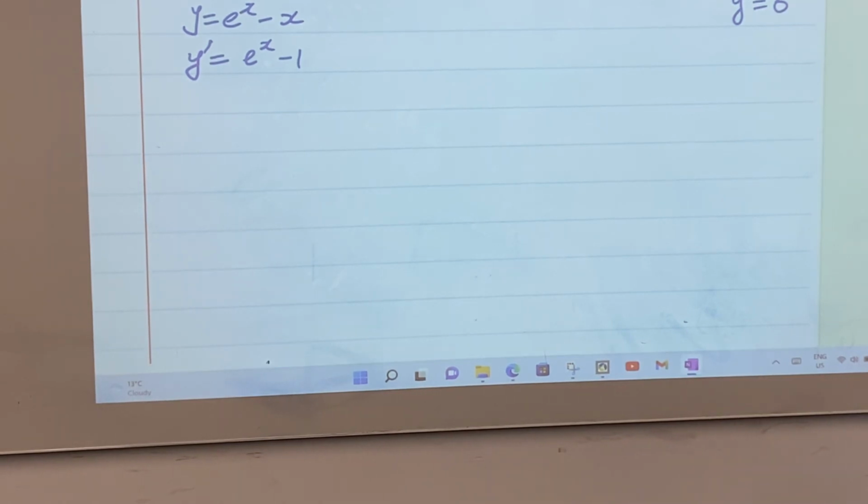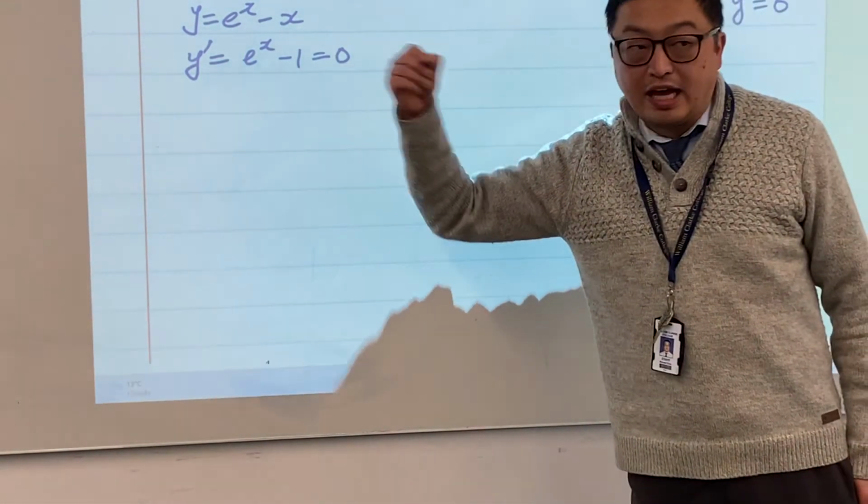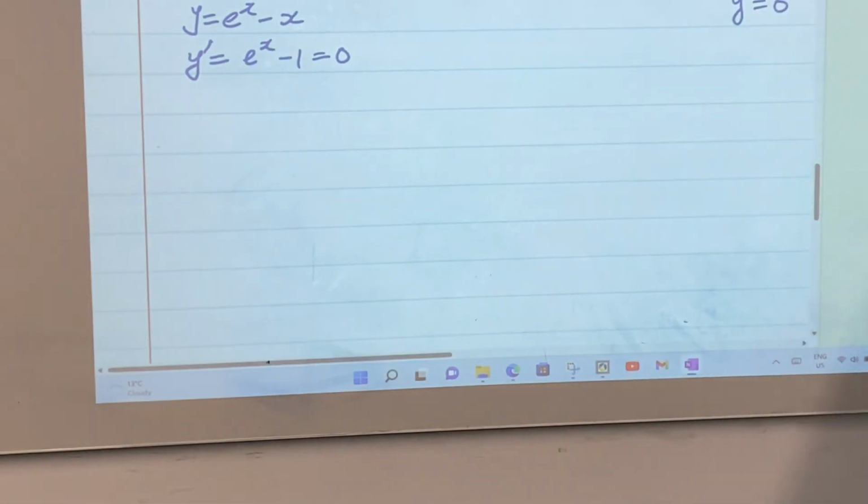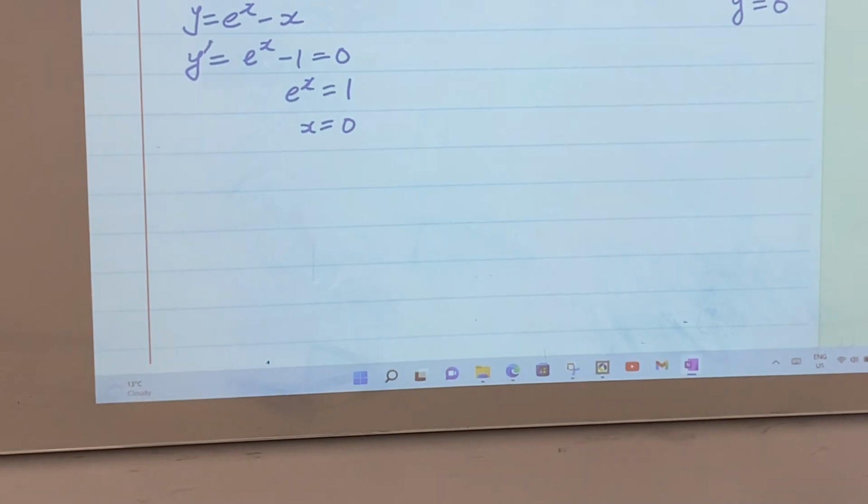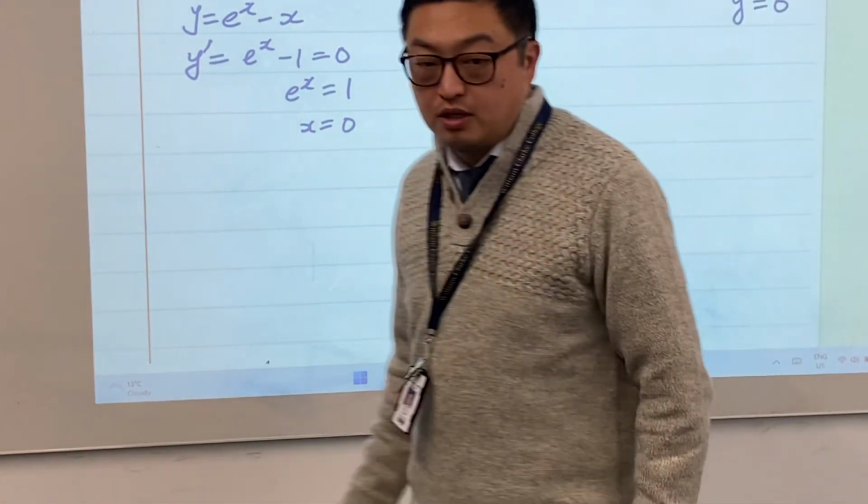Okay? So that's what that means. Whenever you say stationary, you think straight away: the tangent is horizontal, therefore y dash equals 0. Therefore, e to the power x equals 1. x equals 0, because anything to the power of 0 is 1. Okay, I'll stop here.